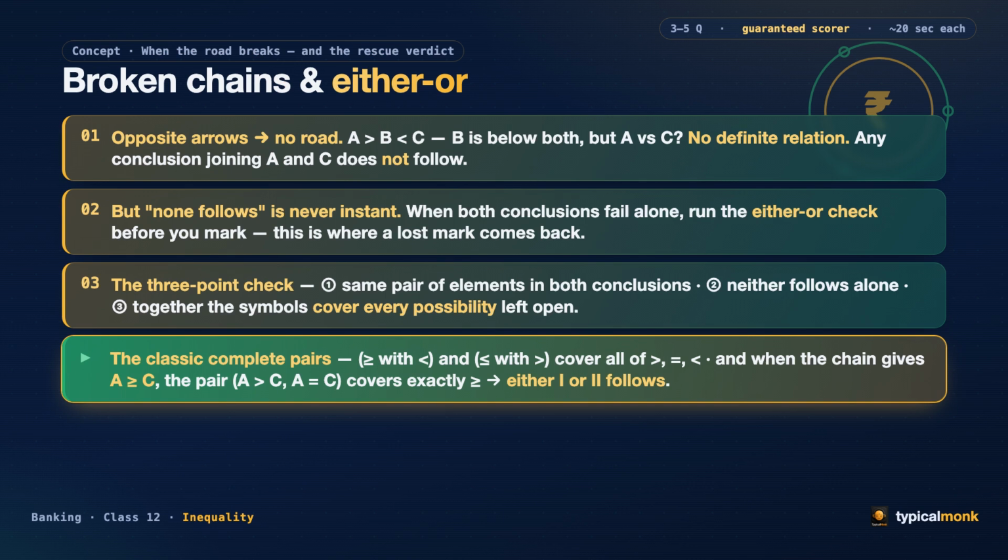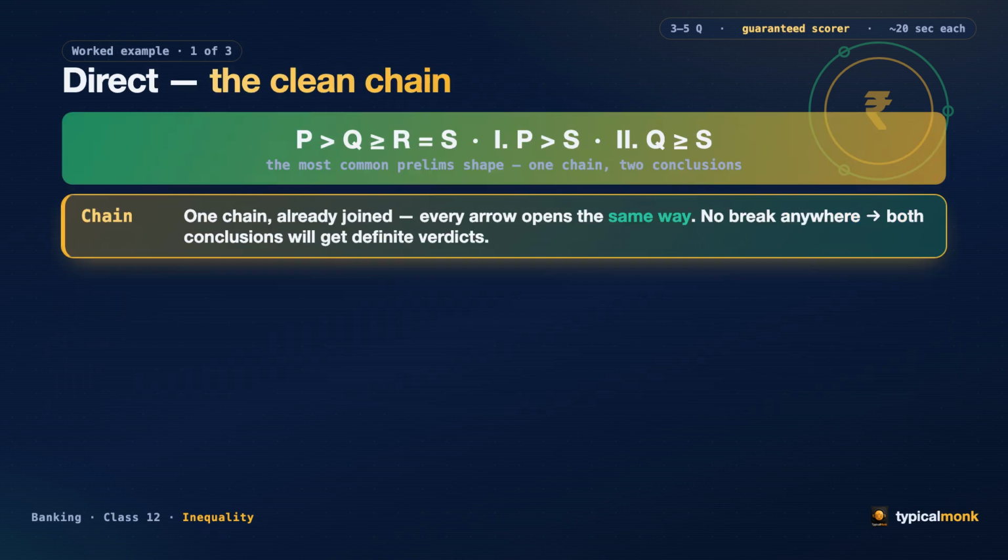Either 1 or 2 follows. That is the preview of the next worked example. Let us take the first worked example, the most common prelim shape.